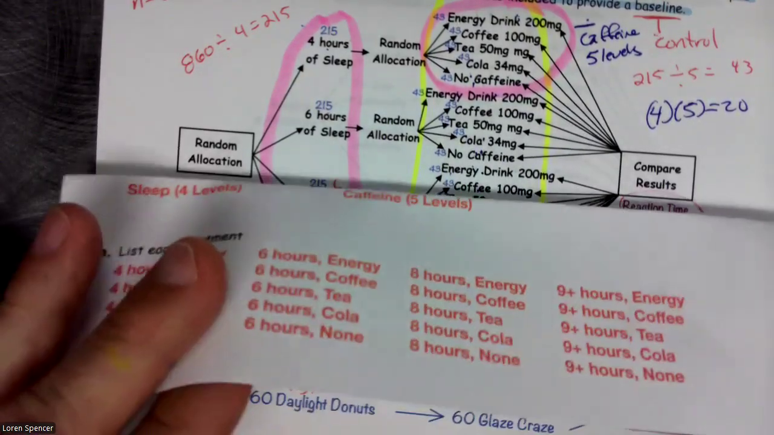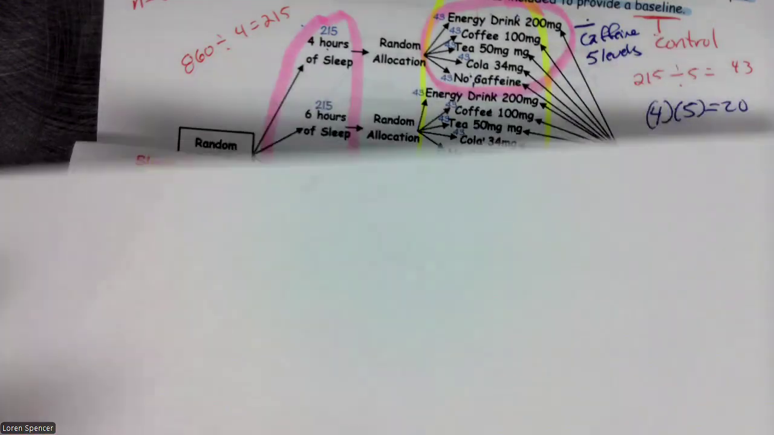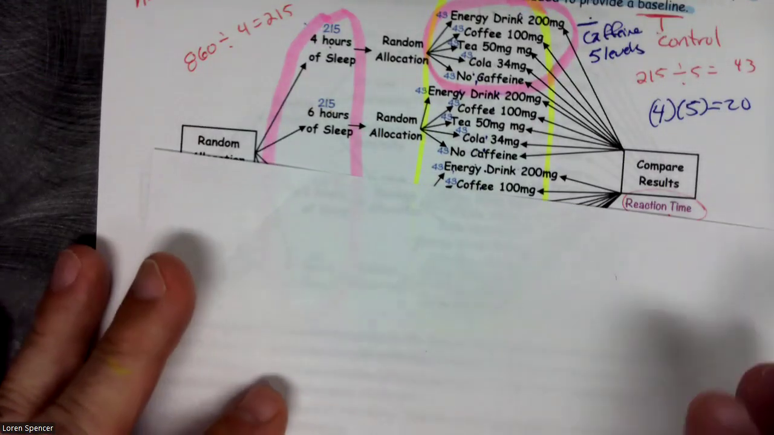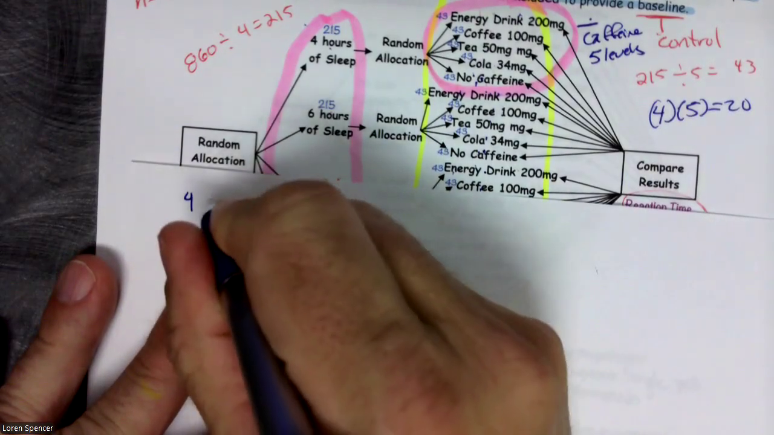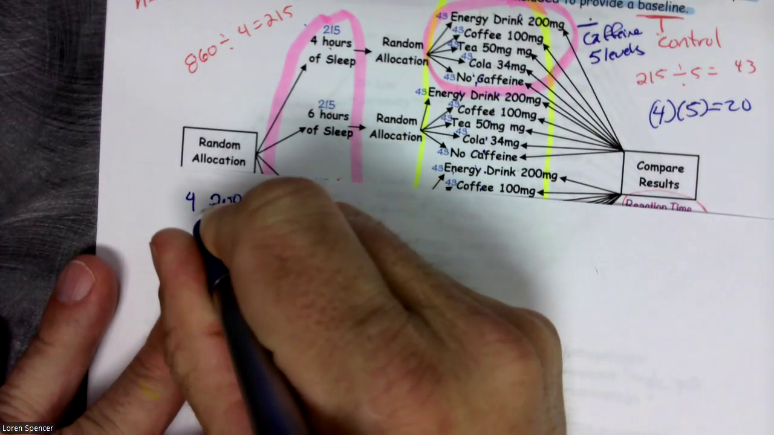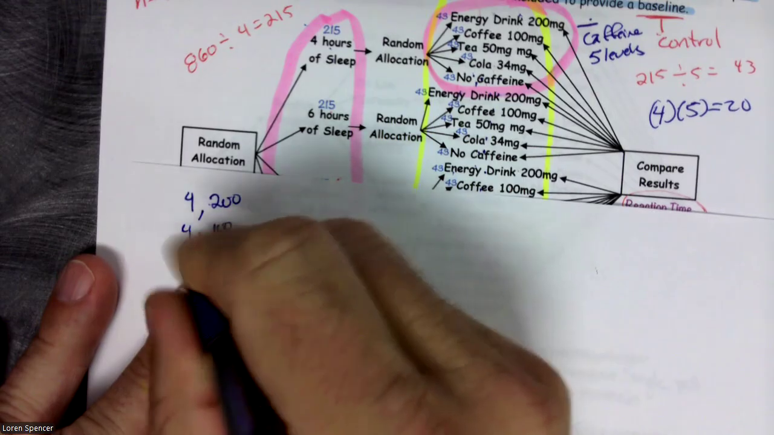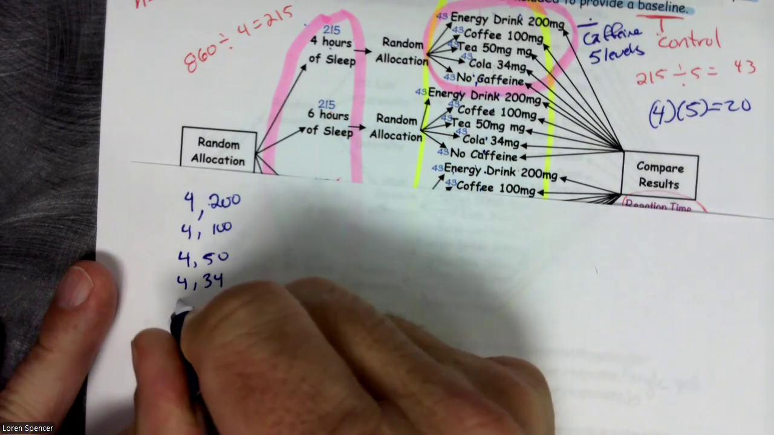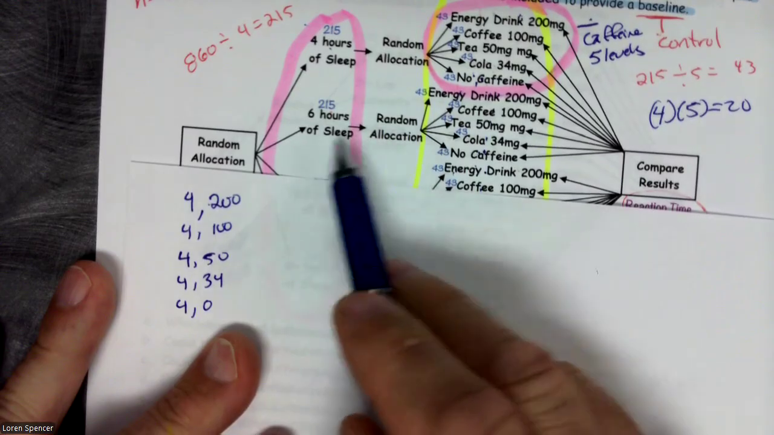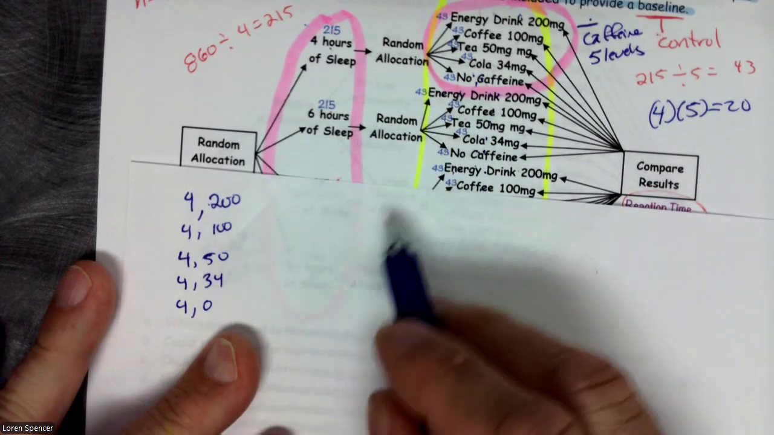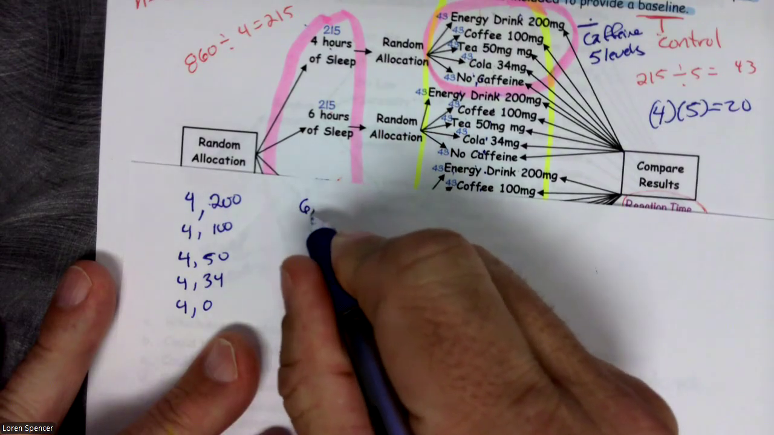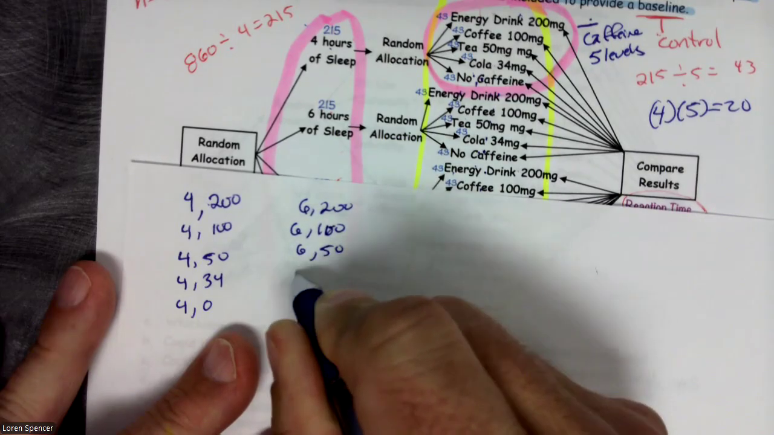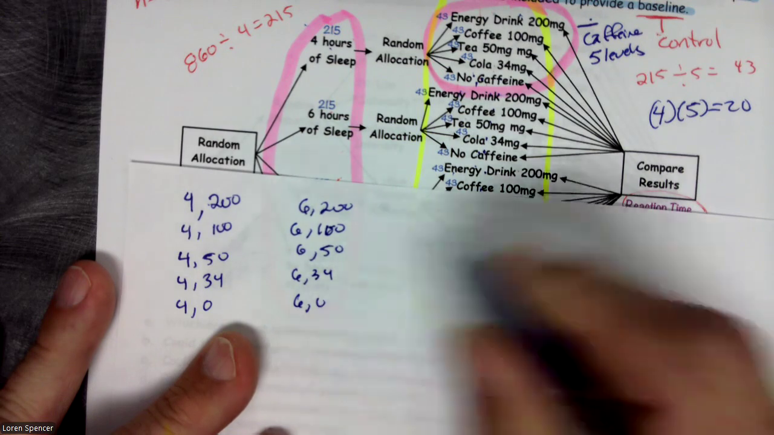Now, if you wanted to shrink that up and you didn't want to write all that, and I get it, you could have gone, well, 4, 200, 4, 100, 4, 50, 4, 34, 4, 0. Then I do the same thing for the 6: 6, 200, 6, 100, 6, 50, 6, 34, 6, 0.